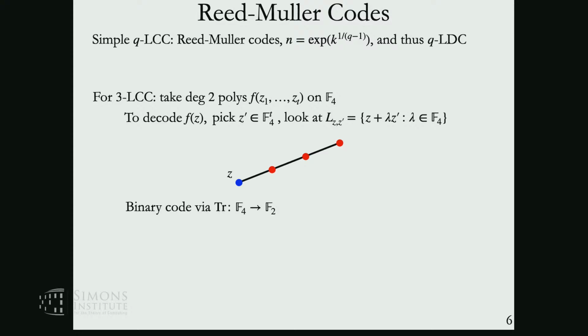Okay. And you can get a binary code by just projecting this down to F2 via the trace map. It has some parameters, if you compute them. The block length is 2 to the order square root k, but more explicitly, the constant is 2 root 2.